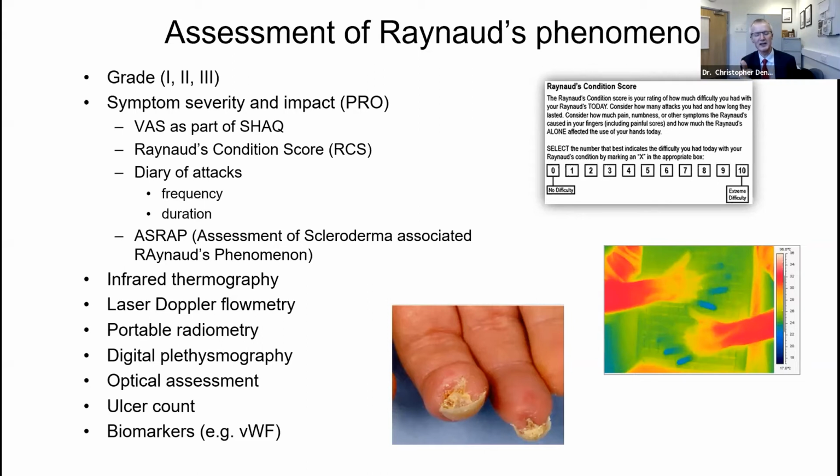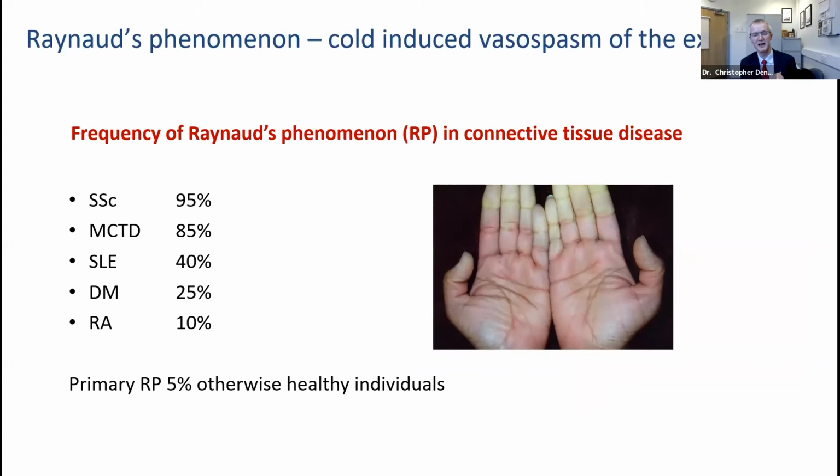And then we come to the more objective techniques that I've talked about, infrared thermography, shown here in a patient that has slow recovery after a standard cold challenge. And I'd also like to highlight that, of course, you can assess the complications of Raynaud's, such as digital ulceration, and I'll talk about that in a little more detail in later slides.